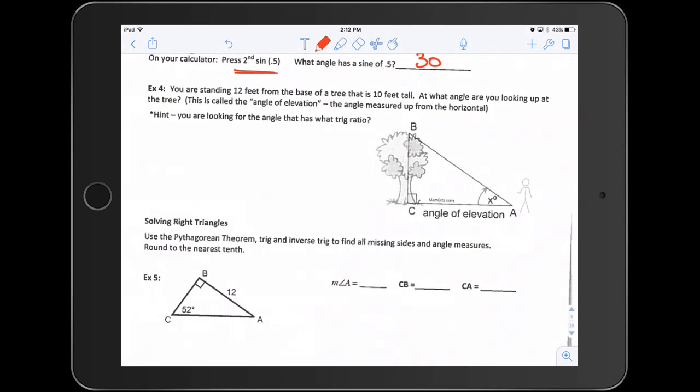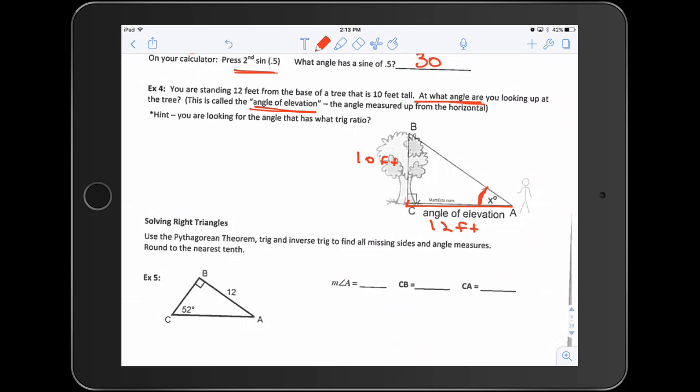Okay, so example number 4. You're standing 12 feet from the base of a tree that is 10 feet tall. So we know that the base from here to here is 12 feet. We know that the tree itself is 10 feet tall. And it's asking, at what angle are you looking up at the tree? So we're trying to find this angle of elevation right here. And again, notice it says angle of elevation is measured from the horizon up. So here it has a hint.